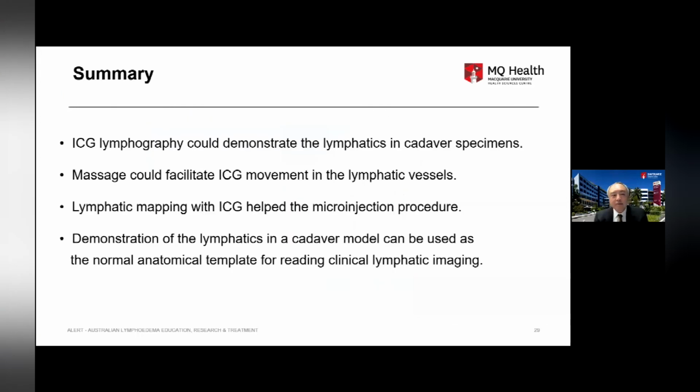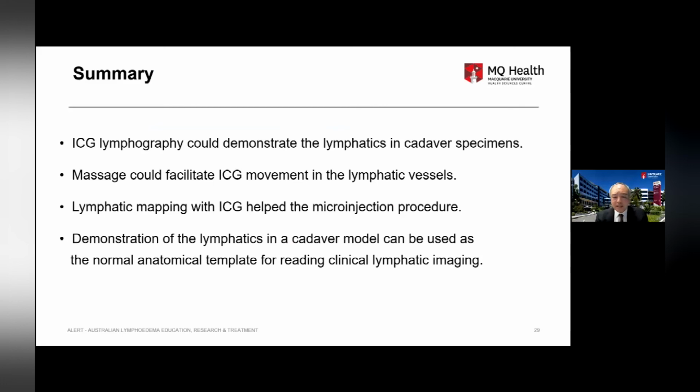So the summary of my presentation is that indocyanine green lymphography is not only for the live human, but could also demonstrate the lymphatics in the fresh cadaver specimen. Even though the cadaver has no force to move the dye, external massage can help facilitate the indocyanine green movement. And lymphatic mapping with indocyanine green helps the next microinjection procedure, minimizing the time of the dissection.